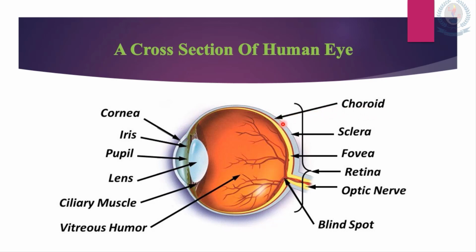Choroid. Choroid is inside of the sclera. That supplies blood to the eye. Retina. Retina is inside of the choroid. Light sensitive rod cells and cone cells are located in this layer, that is retina.